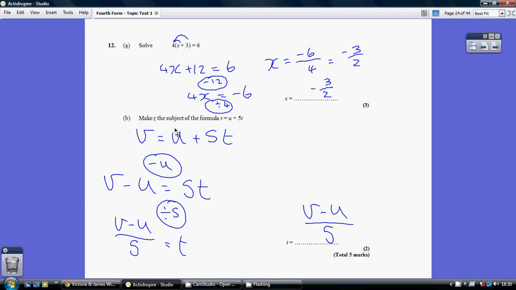Now for part B, we've got to make t the subject. So we start off by working our way up to the t. So we undo the adding of u by taking away u, and then we undo the timesing by 5 by dividing by 5. Remember, to make the point that everything is divided by 5, it's just simplest to do v minus u all over 5.